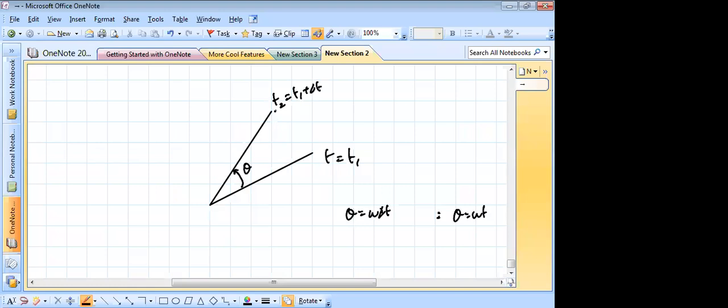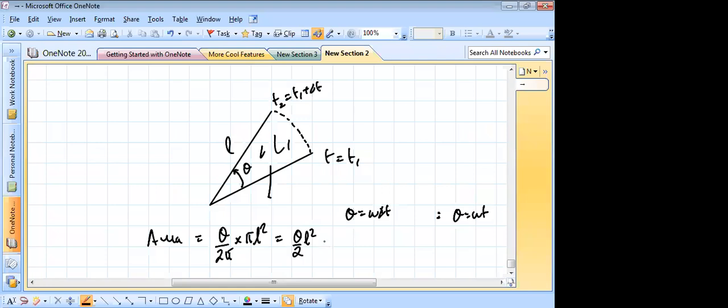So ये जो area होगा जो rod sweep कर रहा है वो कितना होगा? Area of sector होगा. So this length is L. That area will be theta by 2 pi into pi L square, or theta by 2 into L square, where theta is equal to omega t.